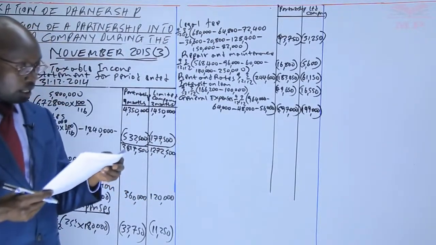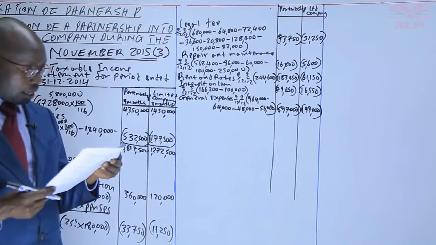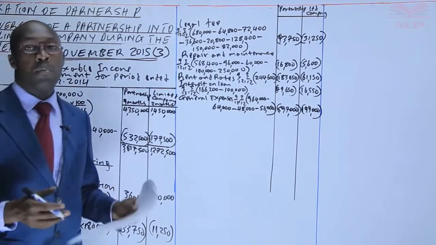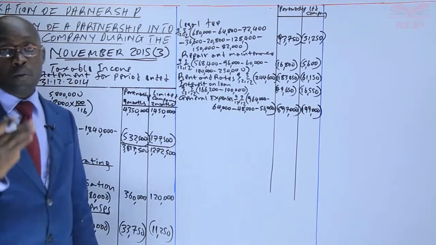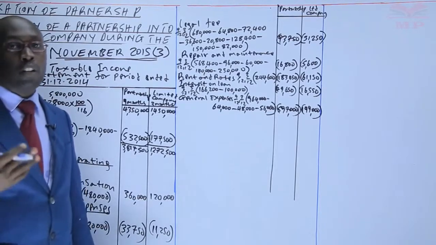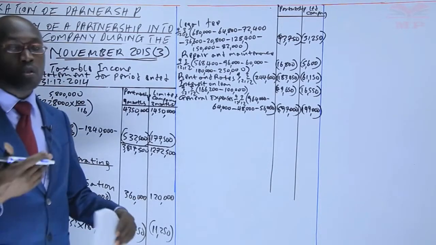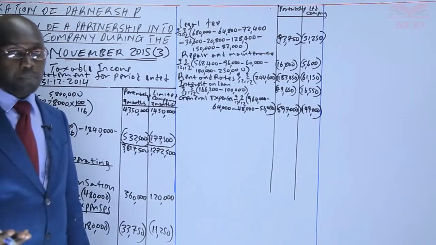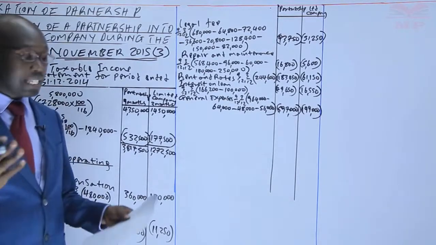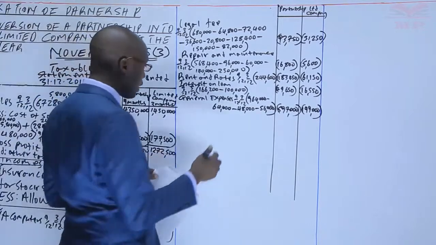After that, there is the motor vehicle expenses. Motor vehicle expenses are allowable. Remember, we say that it's not the motor vehicle costs. That's not a fixed asset. It's the cost of running the motor vehicle, like repair, fuel, and all that. So that is allowable expense. So motor vehicle expenses.